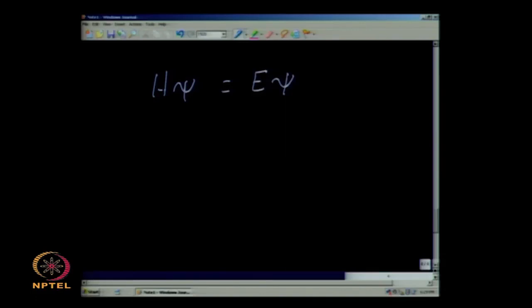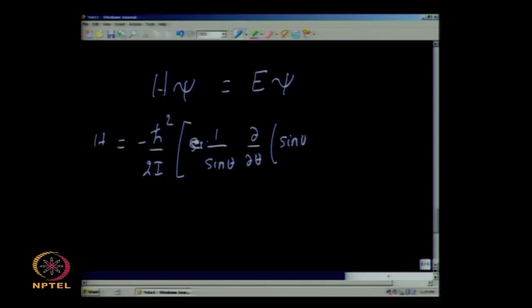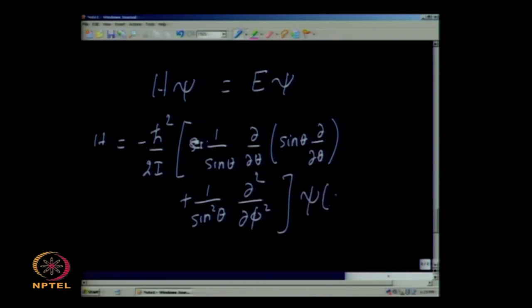E psi, and if the H is written as minus h bar square by 2I times that formula that you have, 1 by sin theta dou by dou theta sin theta dou by dou theta plus 1 by sin square theta dou square by dou phi square, psi, which is the function of theta and phi, is equal to E times psi theta and phi, then the solution psi theta phi, you know exactly what it should be. And this is nothing other than the spherical harmonics that you derived earlier.